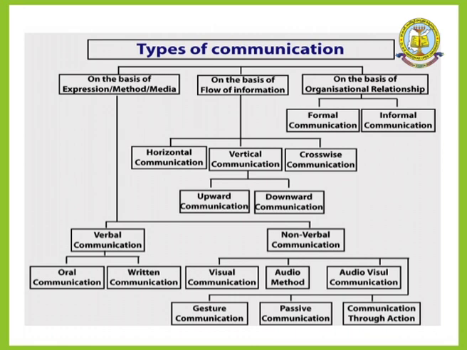Vertical, where either top bosses are communicating with lower level employees, or lower level employees are communicating with top management. You talk about vertical communication. Then cross wire, communication which happens free flow in an organization. In companies, communication can also be based upon organizational relationship, whether there is a formal relationship in the company or whether the relationship is informal. Based on that also communication happens, which can be formal communication or informal communication.